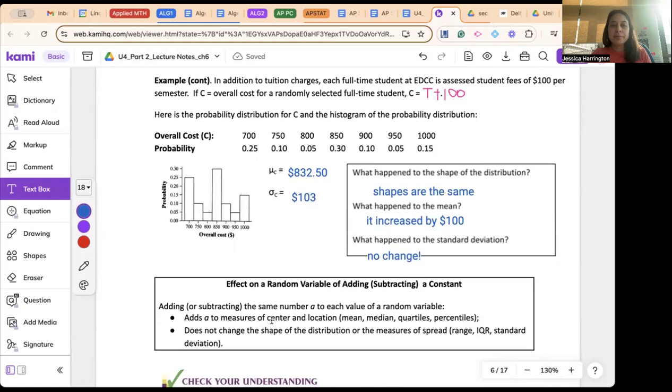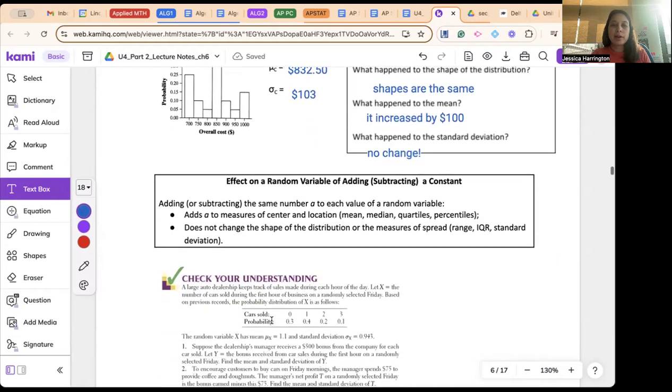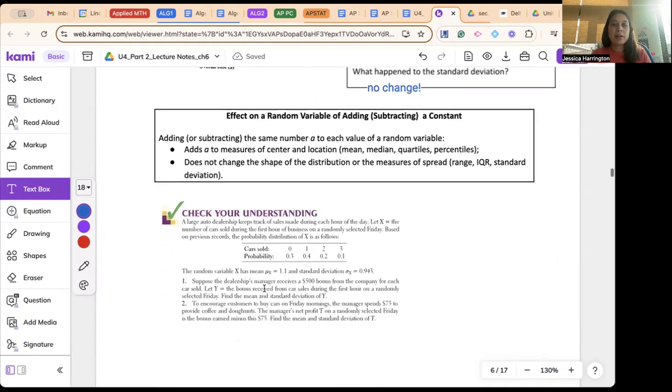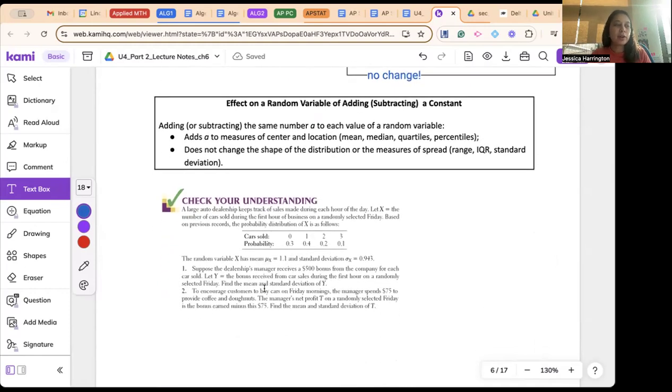So this is a summary of what we wrote on page 1. You can read through that. Here is a check your understanding. You want to pause it. I'll put the solutions up and you can check that.